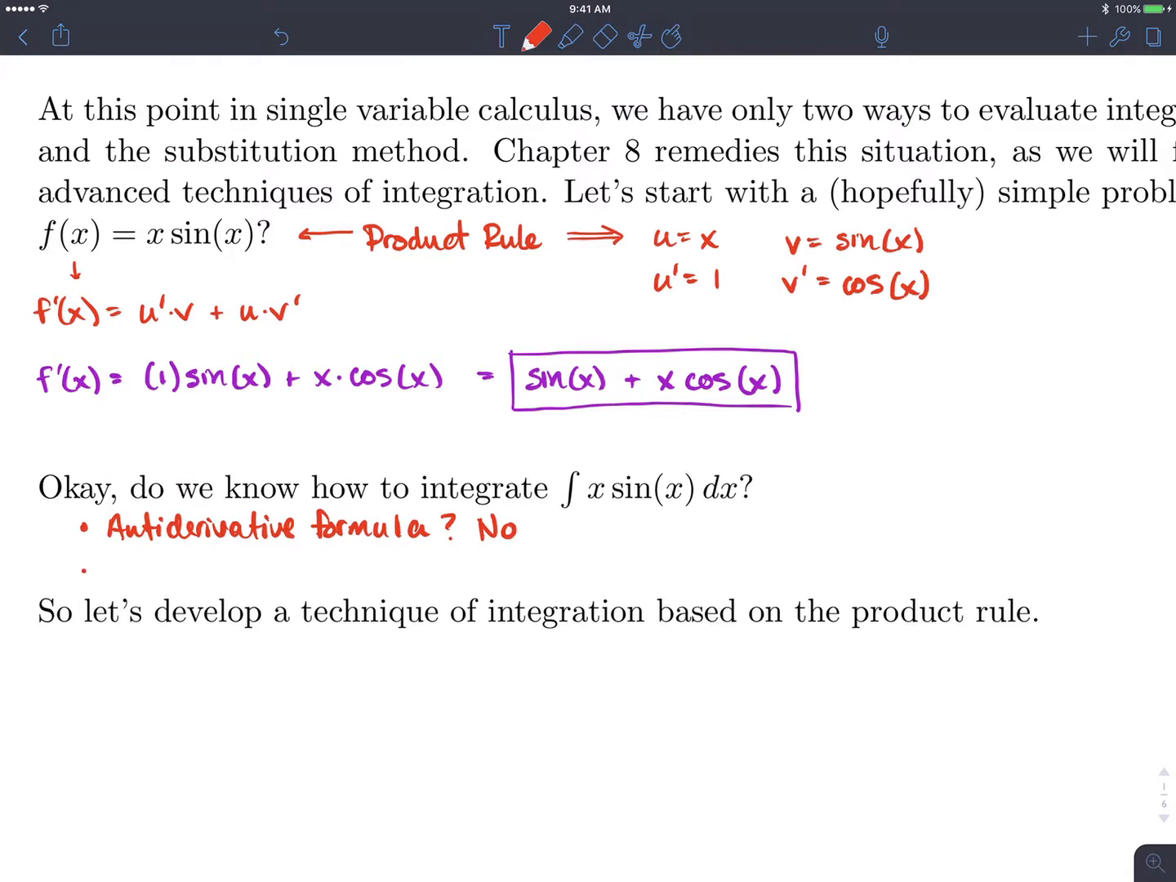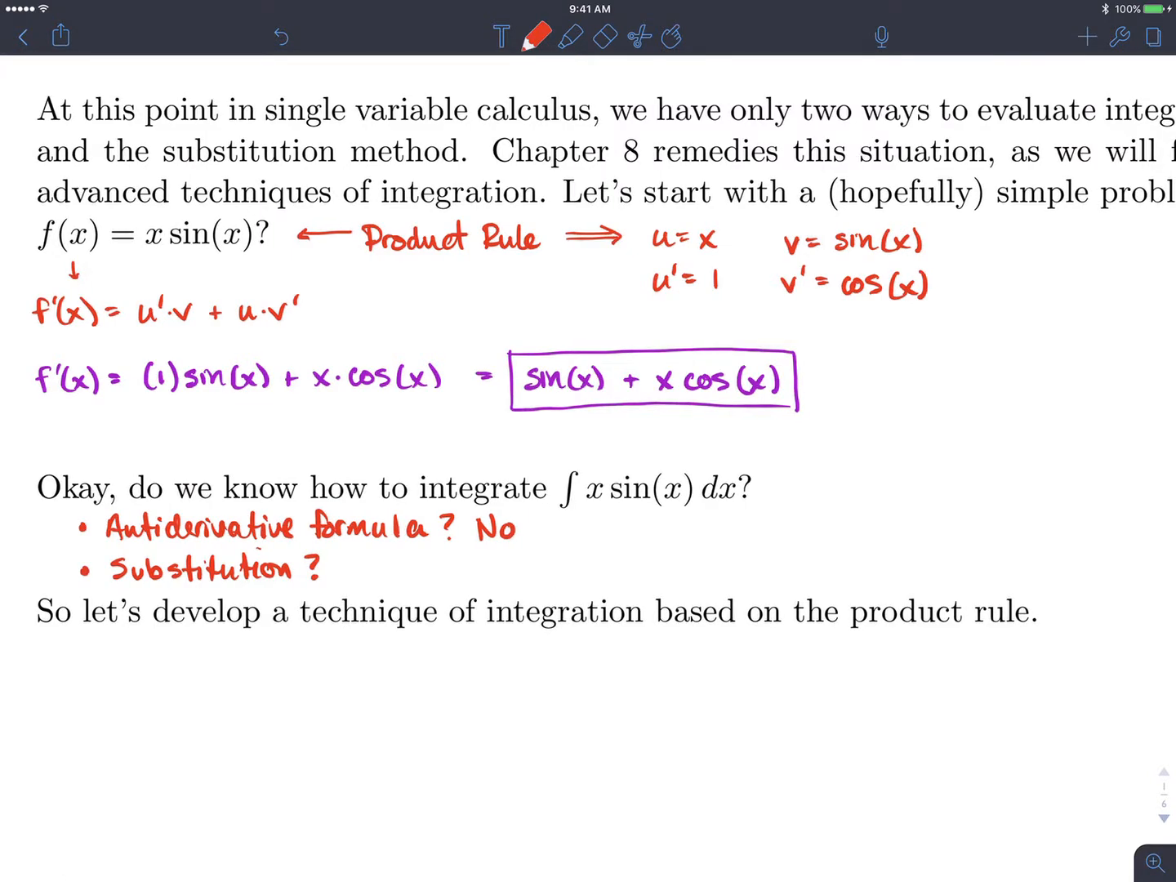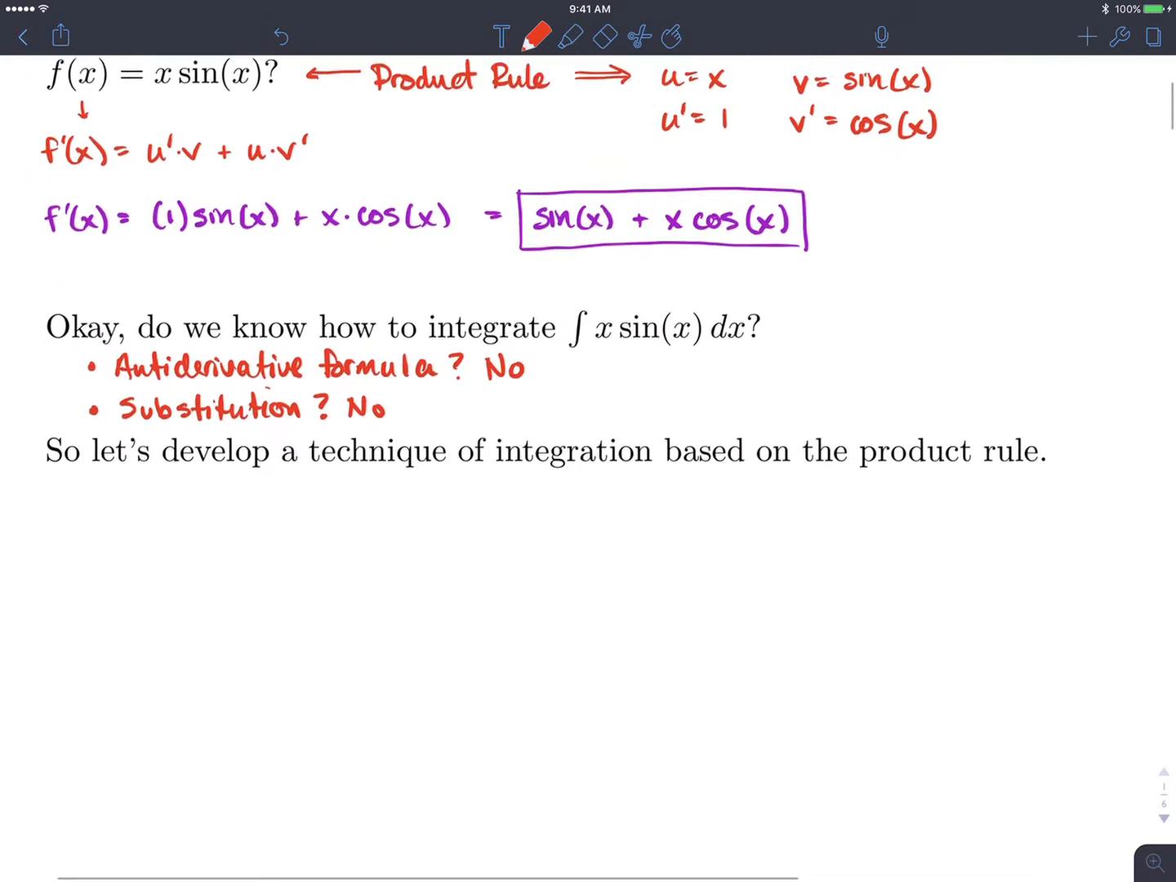The other technique that we've got that hopefully we're pretty comfortable with at this point is substitution. So is there a way that substitution would work? Ideally we'd be looking for, will substitution work easily? Sometimes we can kind of bend it around. In this case, it's really not going to work for us. We can't let u be x because we'd have the same function back, and for sine of x, there's no cosine to get our du, so in this case substitution would also fail us. All right, so this is how we come about developing our new technique of integration.